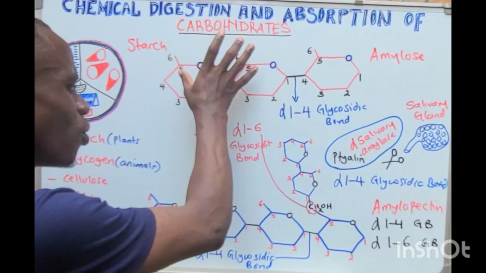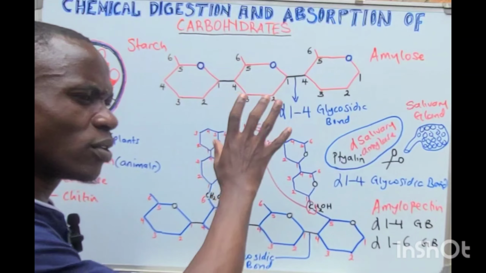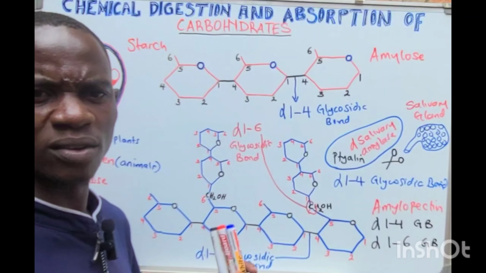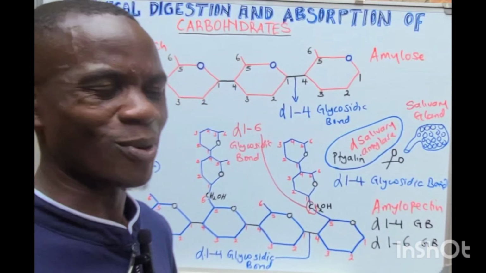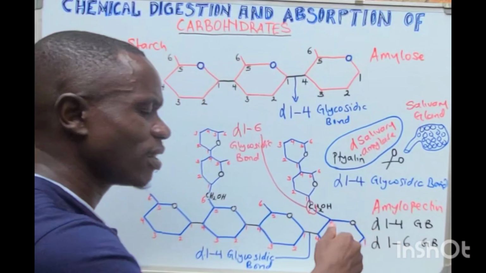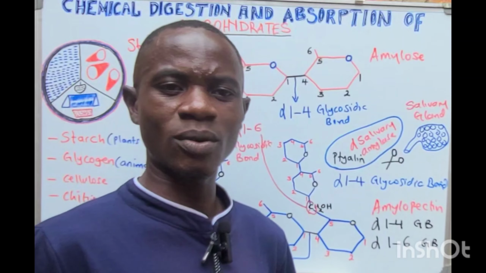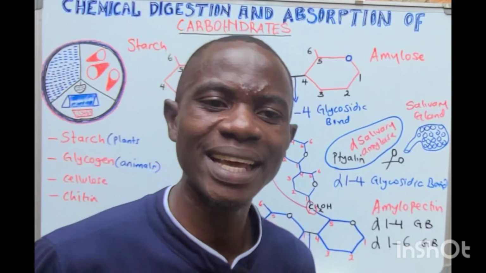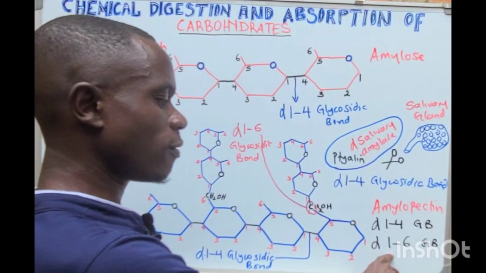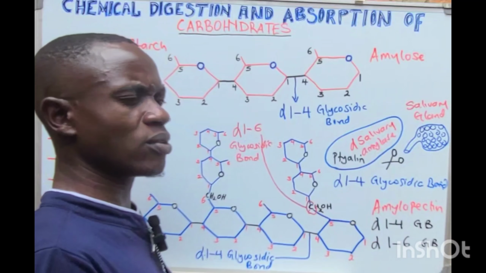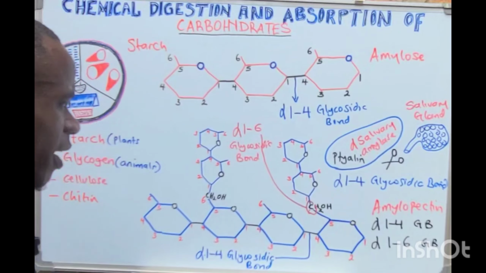It means from the oral cavity to the stomach, there's going to be nothing like the breakdown of the alpha 1 to 6 glycosidic bond. It is until this substance reaches the small intestine, where we shall have what we call the alpha dextrinase, which is going to be responsible for the breakdown of the alpha 1 to 6 glycosidic bond. Okay?